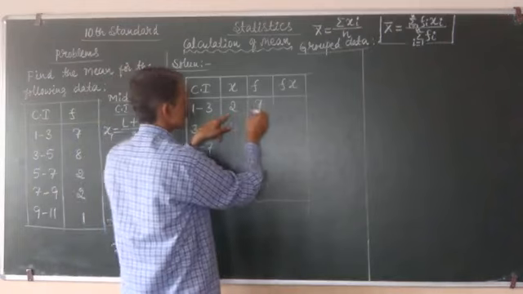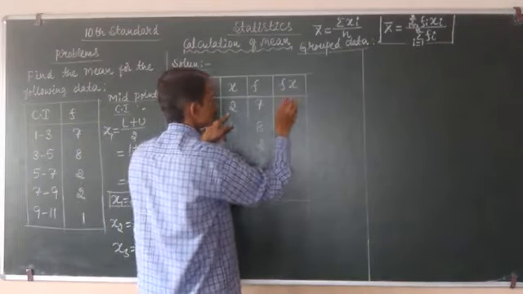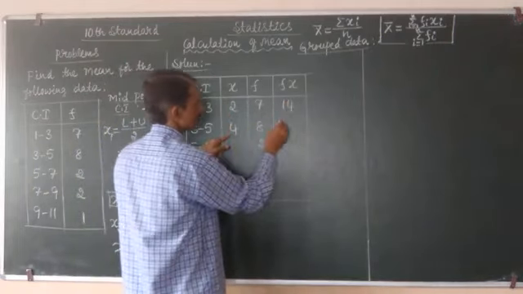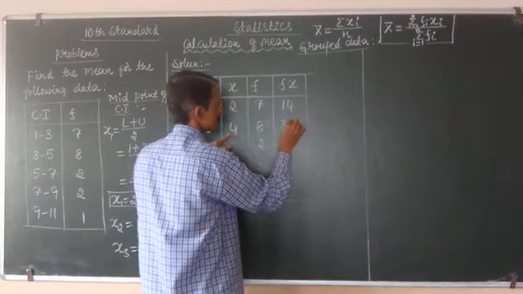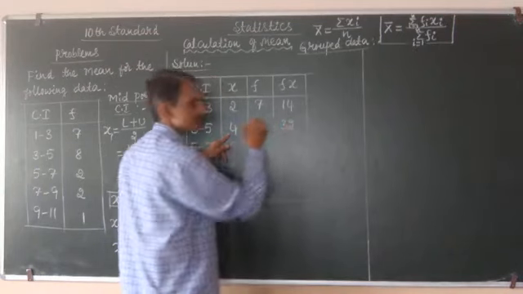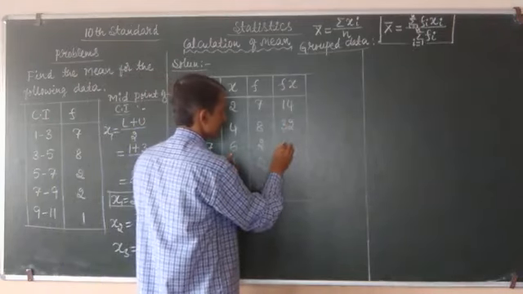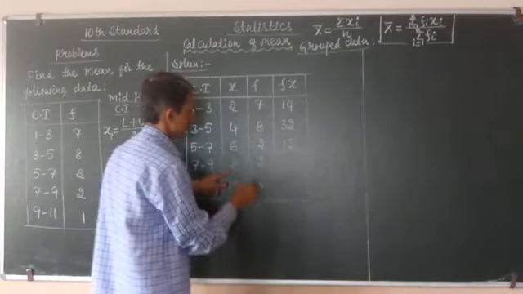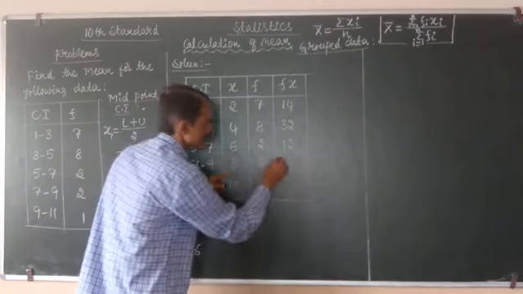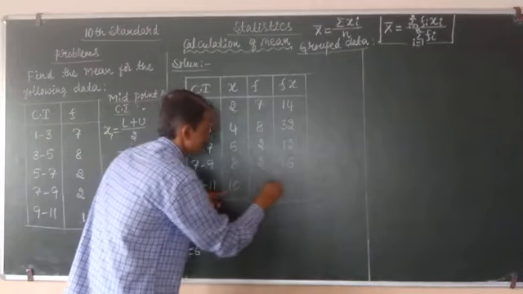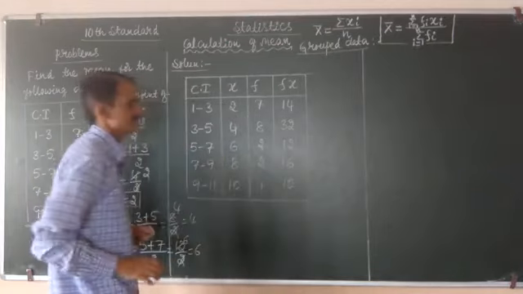So 7 2s are 14. 8 4s are 32. 6 2s are 12. 8 2s are 16. So 10 1s are 10.